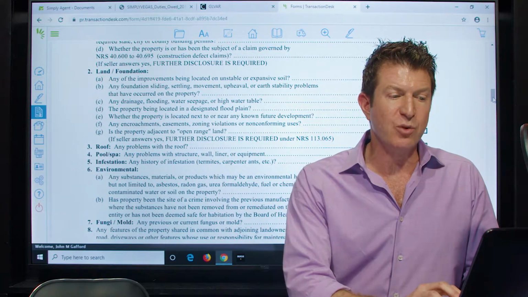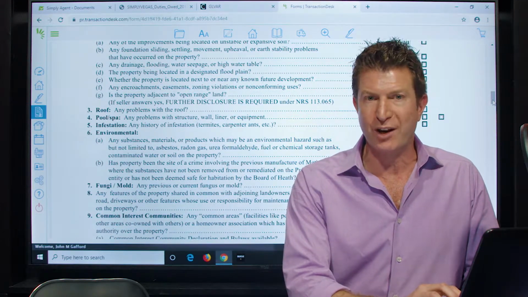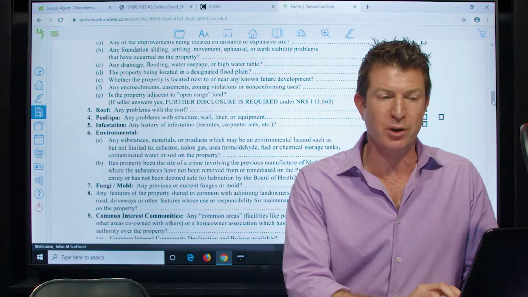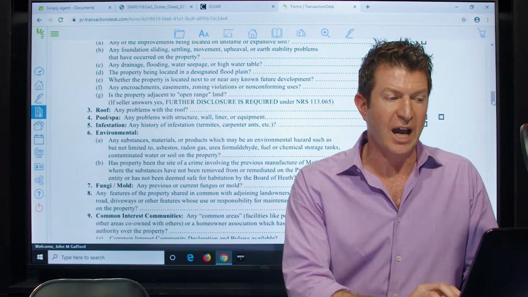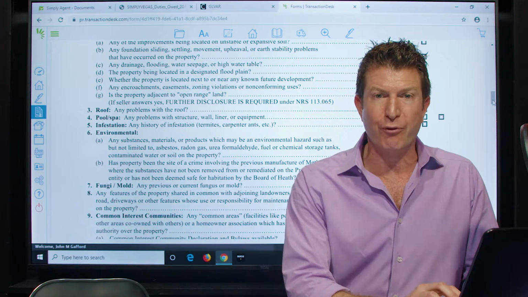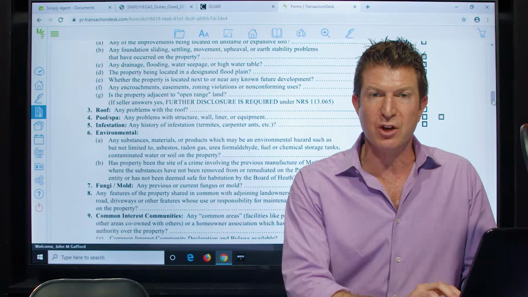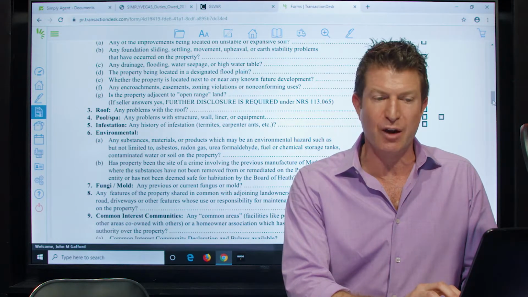Any drainage, flooding, water seepage, or high water table, that's really indicating if when it rains, if there's any kind of a problem or if there's been a previous issue. And the secondary portion of that is, is it in a flood zone? Again, there are flood zone maps available. If your seller doesn't know that it's in a flood zone or not, it's easy to investigate that for him or her.